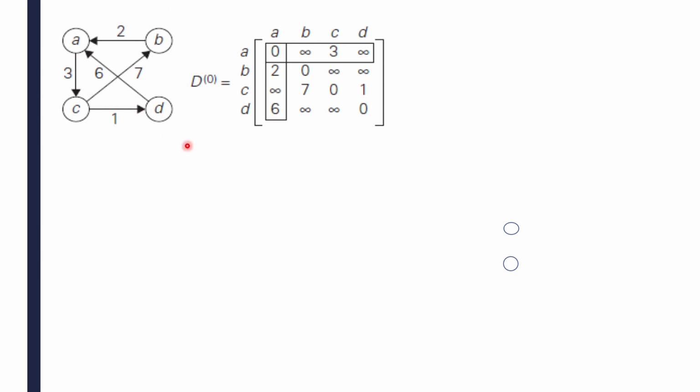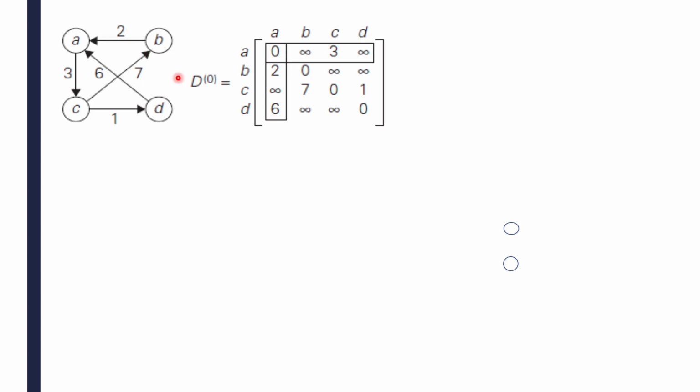So now this is your input, and my aim is to find the shortest path from A to all the remaining vertices, B to all the remaining vertices, C to all the remaining vertices, and D to all the remaining vertices. That is what we call all-pairs shortest path here.